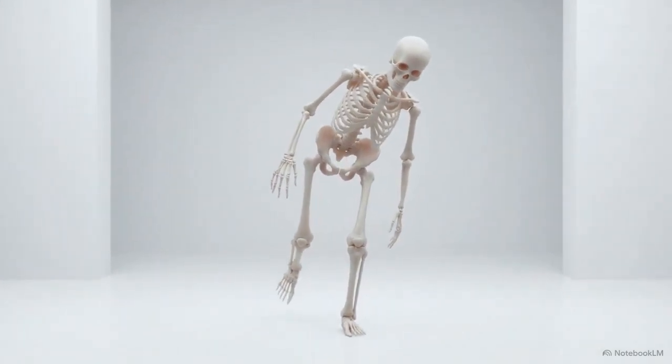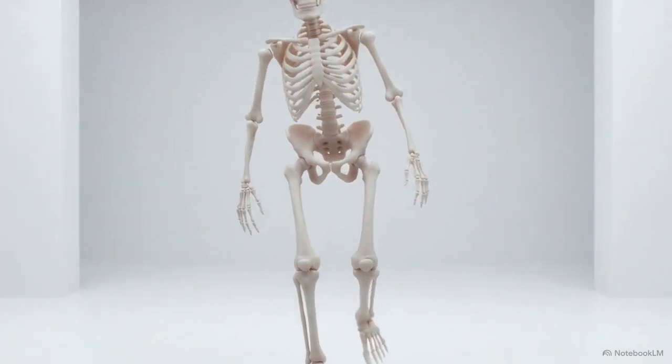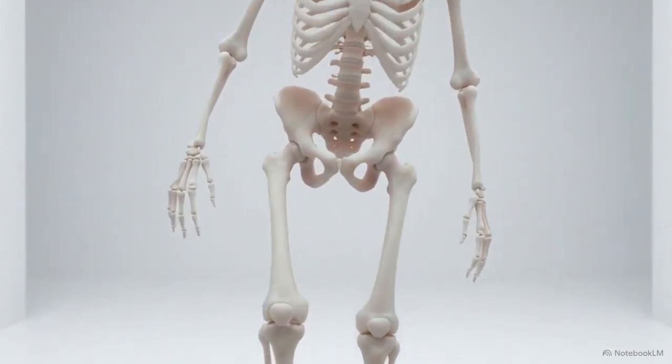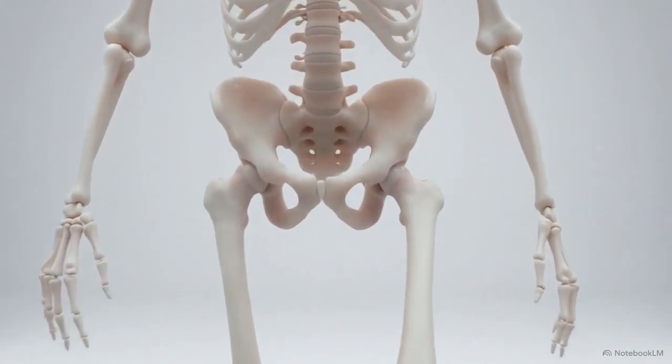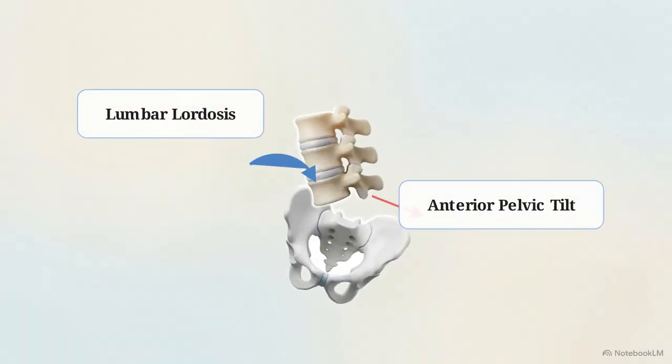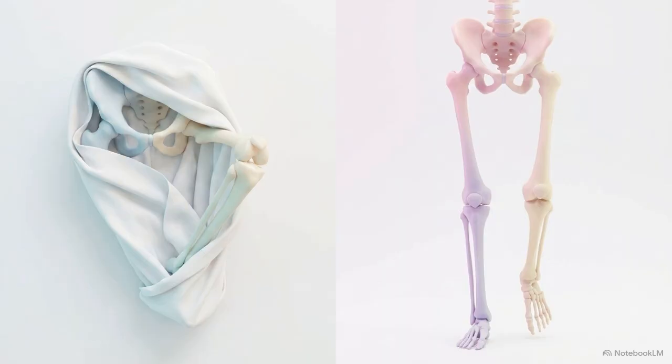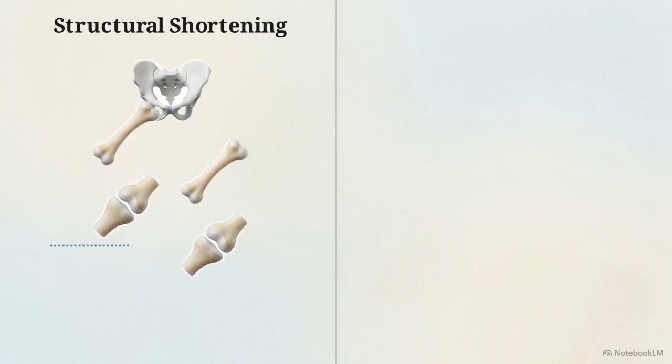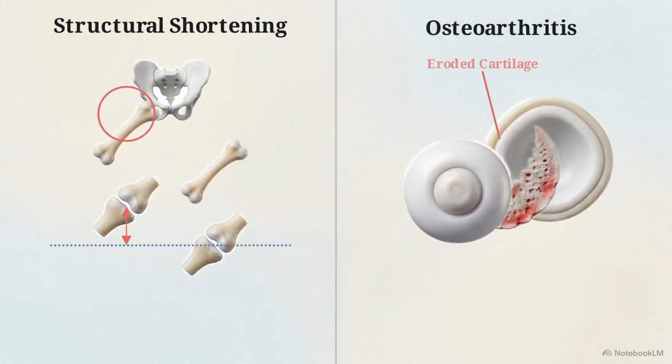This is the classic late-stage presentation of completely untreated bilateral DDH in an older, ambulatory child. The bilateral dislocation forces the pelvis to tilt, creating severe lumbar lordosis and a distinct swaying, waddling gait. This represents the end of the pathological timeline. A completely silent neonatal joint laxity goes missed, leading to a structural limb shortening, which guarantees premature joint destruction and eventual osteoarthritis.